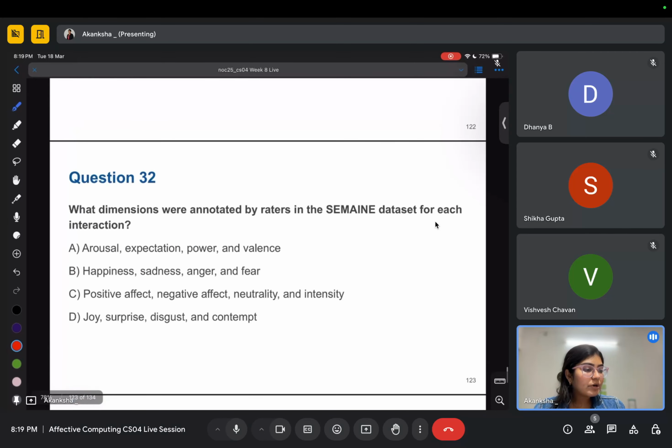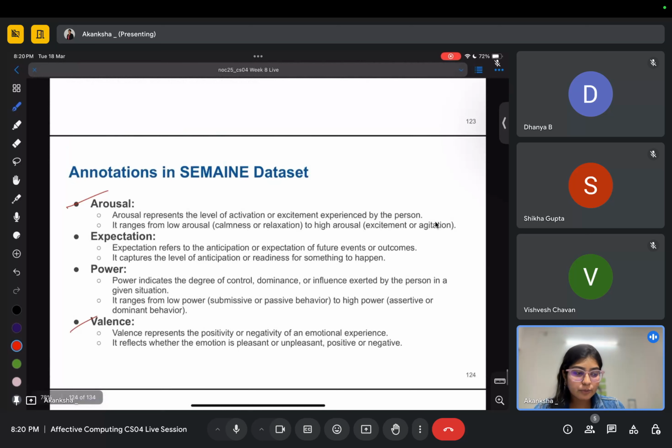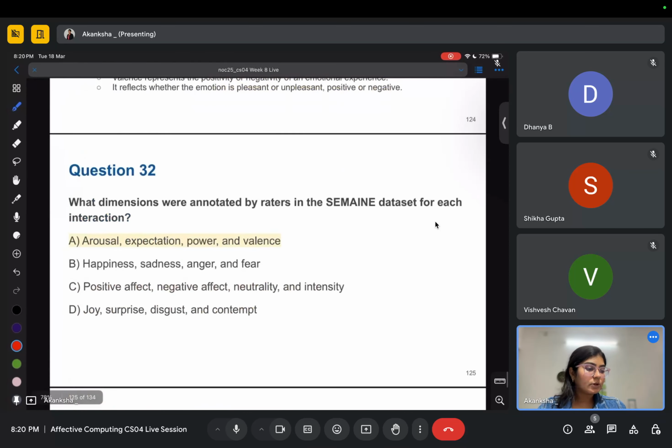Then comes what dimensions were annotated. As I mentioned, some emotional labels were there. So for that, they used these four labels. One is arousal and valence, we already know, right? And expectation and power. Expectation means anticipation, and it captures the level of anticipation or readiness for something to happen. And power is the degree of control or dominance. So dominance is also familiar. Only the expectation is a different annotation here. So four total. The first option is correct.